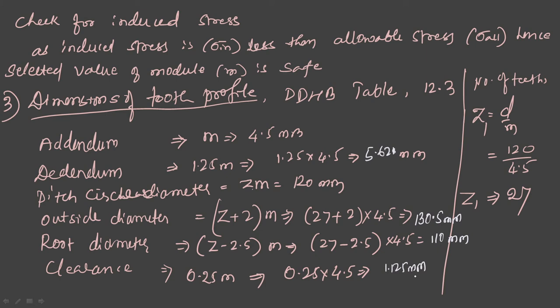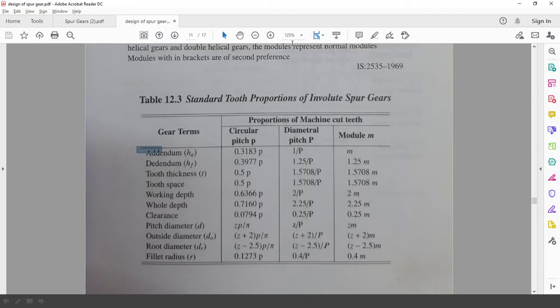Okay. So now let us go for calculation of dynamic tooth load here. Now refer to the design data handbook. Okay. So notify equation number, I think, 12.19.